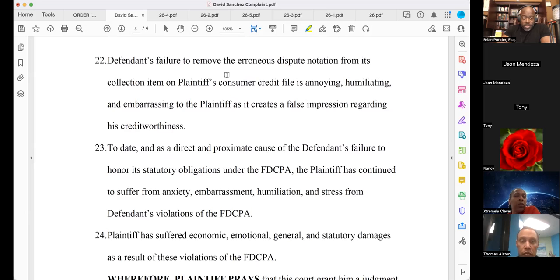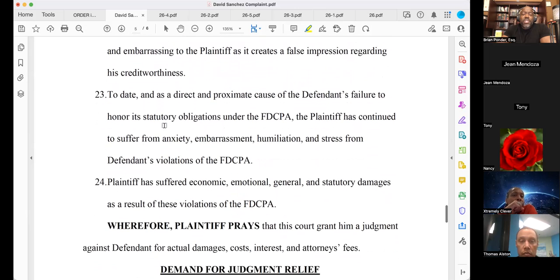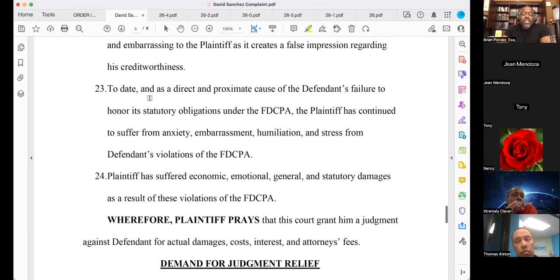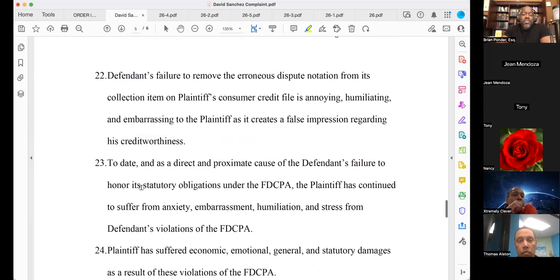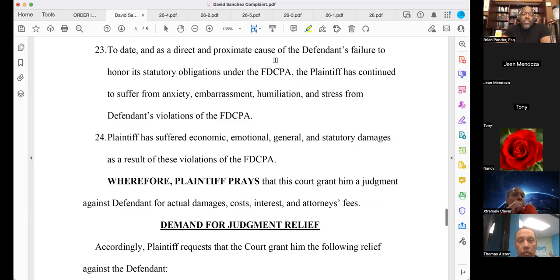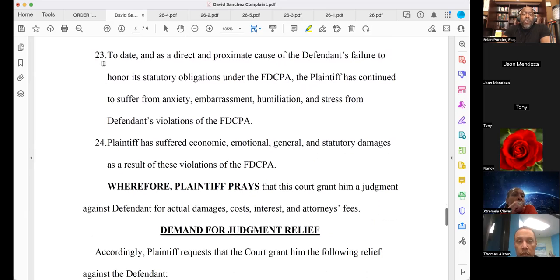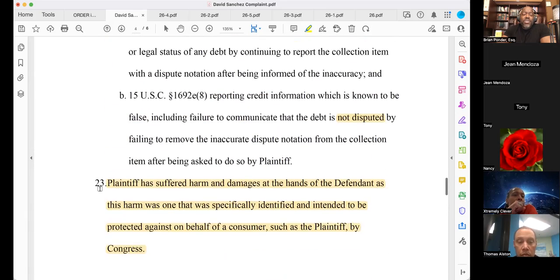Defendant's failure to remove the erroneous dispute notation from this collection item is annoying, humiliating, and embarrassing to the plaintiff. This creates a false impression regarding his credit worthiness. I mean, that's good. To date, as a direct and proximate cause of the defendant's failure to honor its obligations under the FDCPA, the plaintiff continues to suffer anxiety. These are all good allegations.